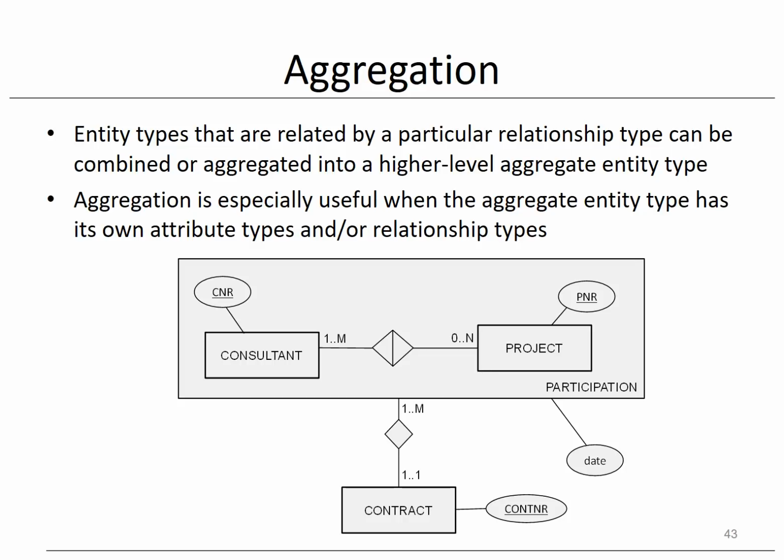The aggregate also participates in a relationship type with contract. The participation should lead to minimum 1 and maximum 1 contract. Conversely, a contract can be based upon 1 to m participations of consultants in projects.